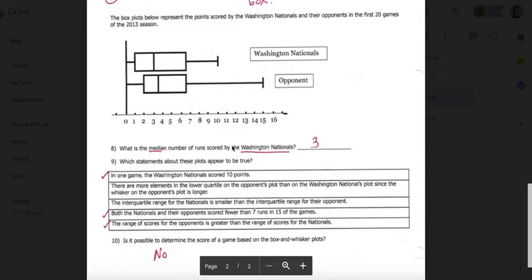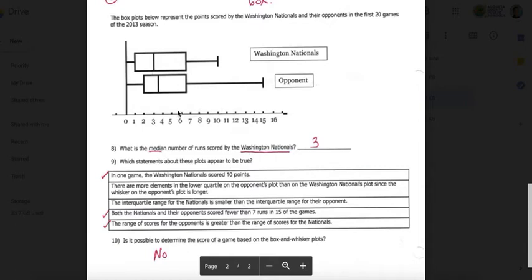There are more elements in the lower quartile on the opponent's plot than on the Washington Nationals plot, since the whisker on the opponent's plot is longer. No, we can't really tell anything about that. Okay, the interquartile range for the Nationals is smaller. Well, let's see. It goes from here to here, and this quartile range goes from here to here. No, the Nationals is not smaller. It's actually larger. Okay, look at this box compared to this box.